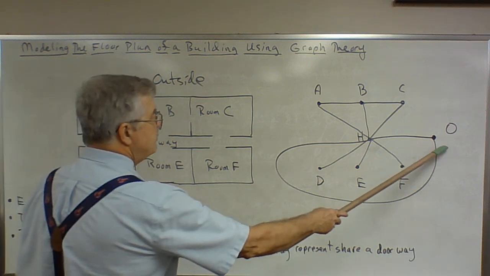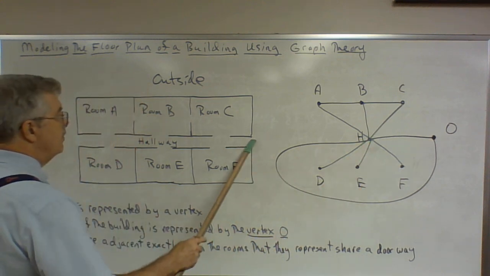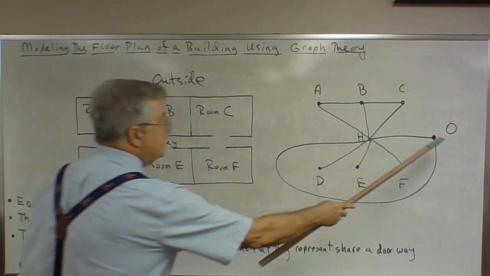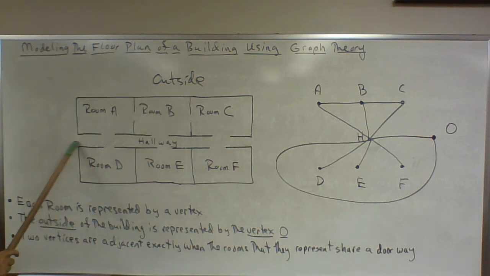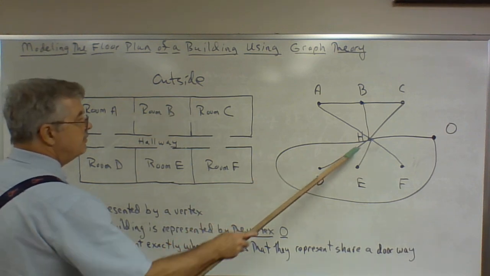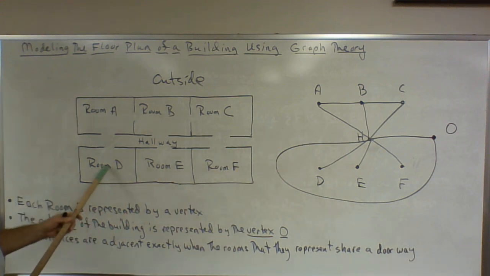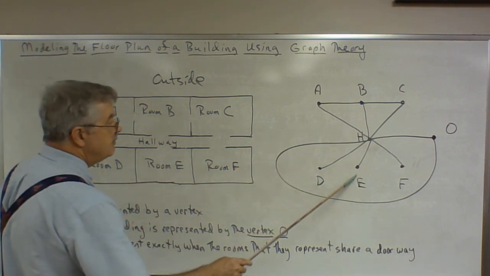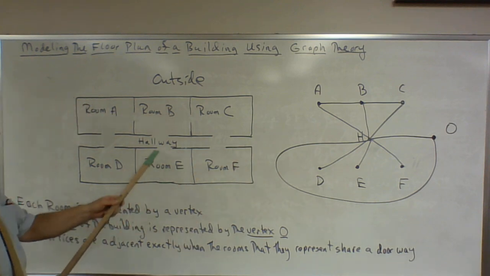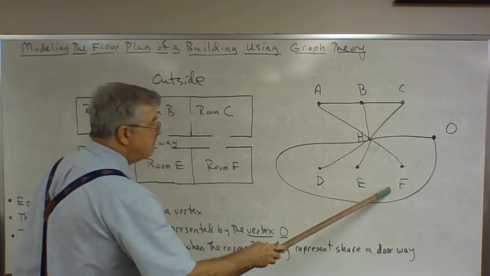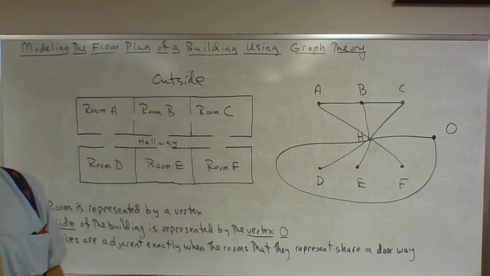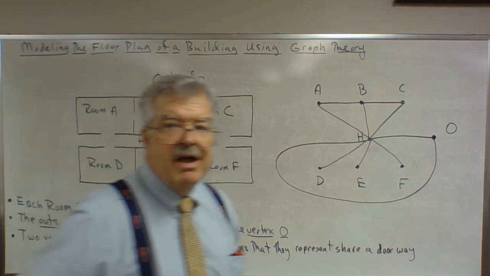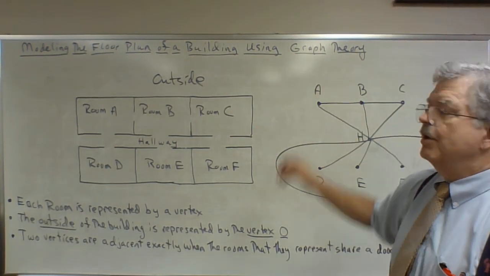The outside shares one doorway with the hallway. The outside also shares another doorway with the hallway, so that works. D shares a door with the hallway, and that's it. That's true. E shares a door with the hallway. That's true. F shares a door with the hallway, and that's it. Okay, so that's our graph that illustrates the floor plan of a building.